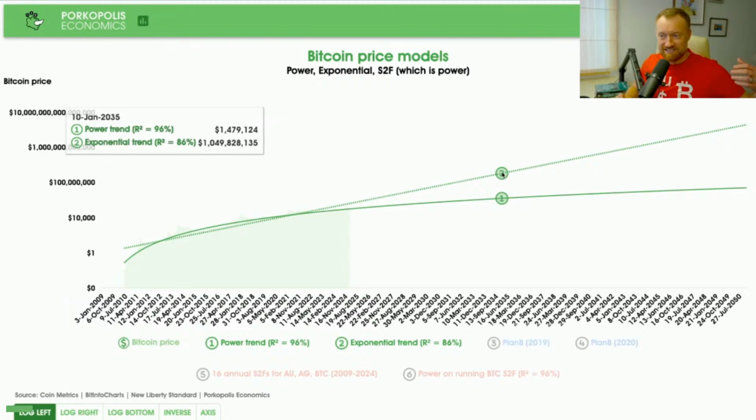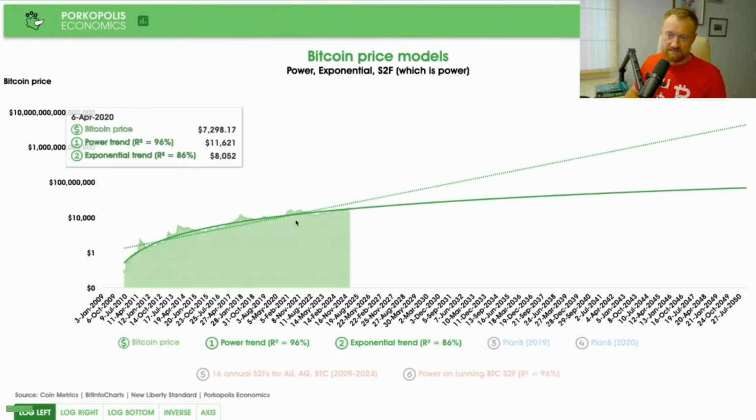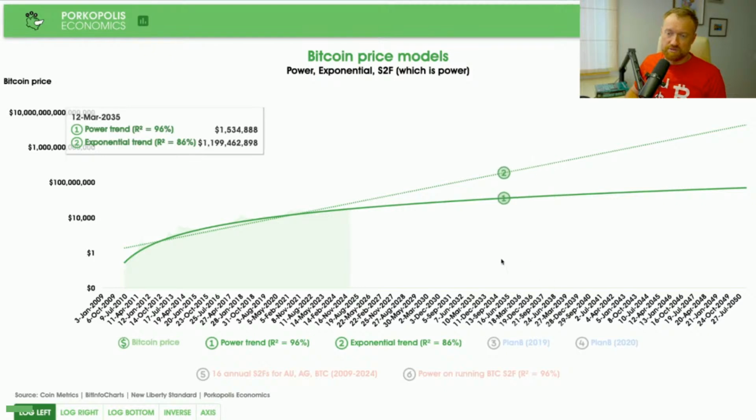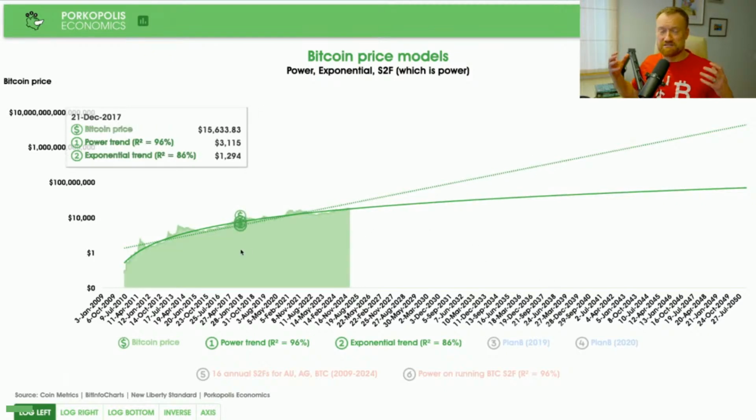Okay. So let's look at the various gradations of the two extremes here. The pure extreme exponential is the dotted line, straight line. The pure extreme price over time is the solid line. But say that we wanted to do this stock to flow power curve.